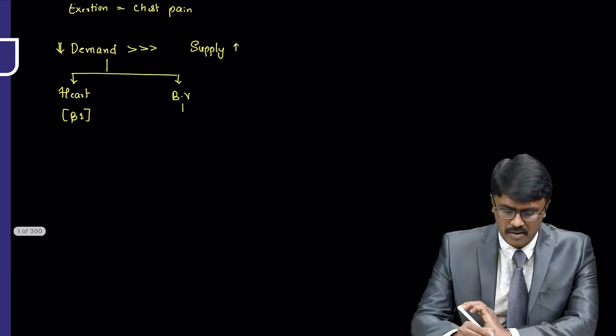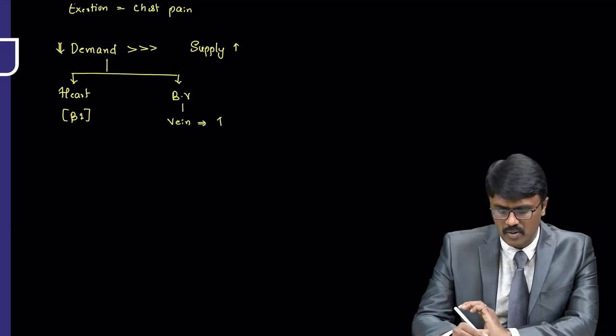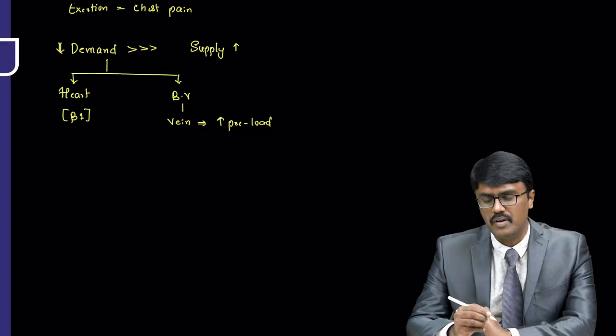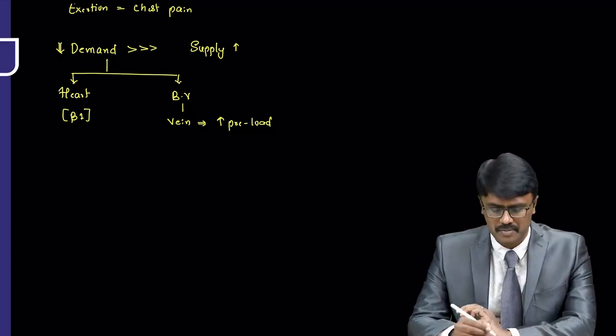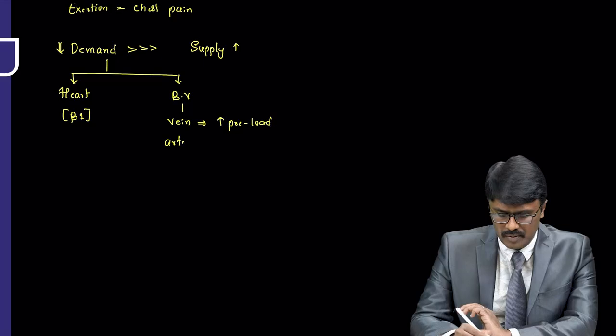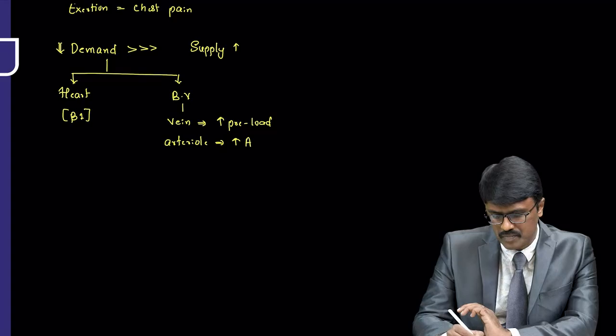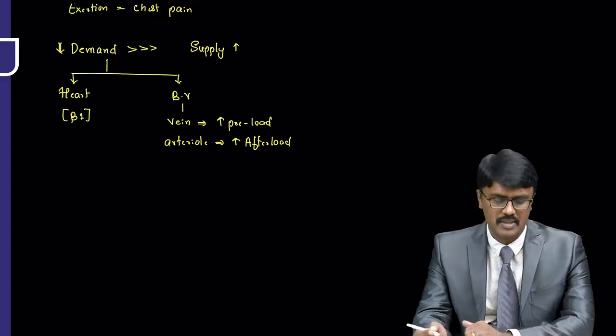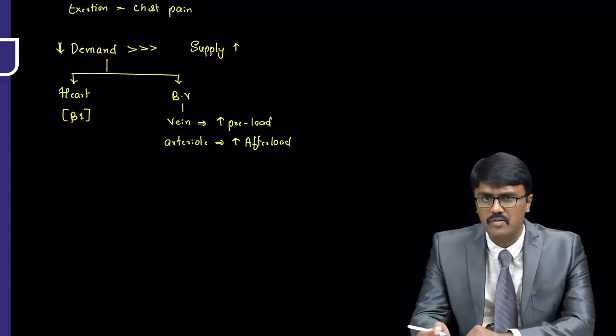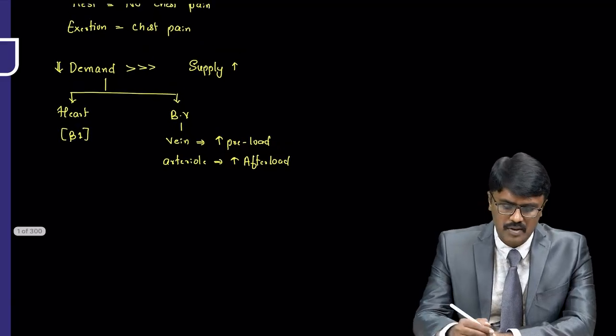But in blood vessels, we have the vein. If you constrict a vein, that increases a load called preload. You have studied this in physiology. When you constrict a vein, there is an increase in preload. When you constrict an arteriole, there is an increase in afterload. So the heart has to overcome two demands. One is created by the heart and one is created by the blood vessel. Supply you can also increase.